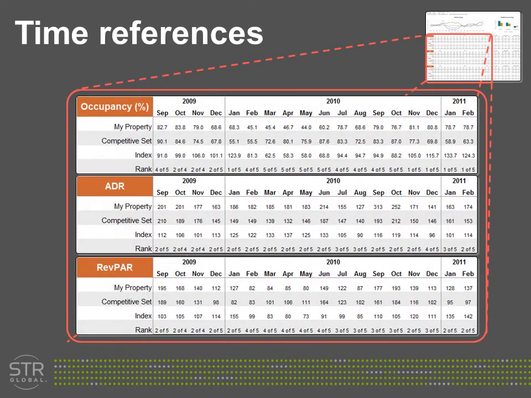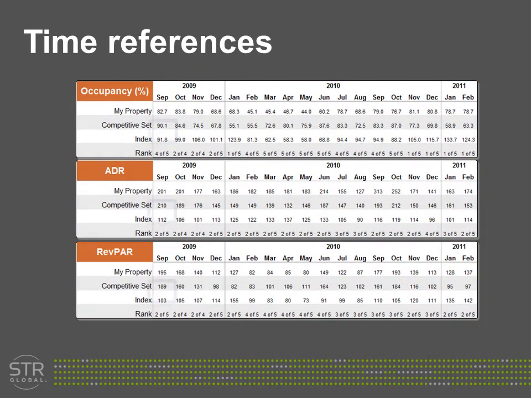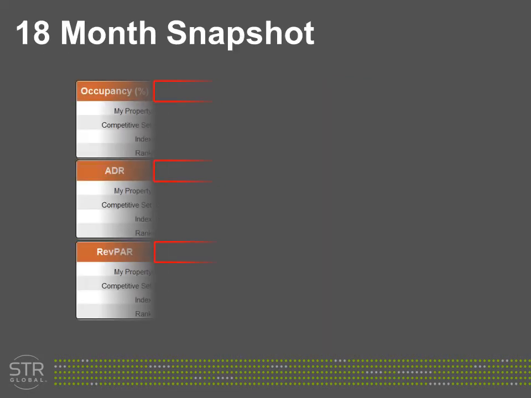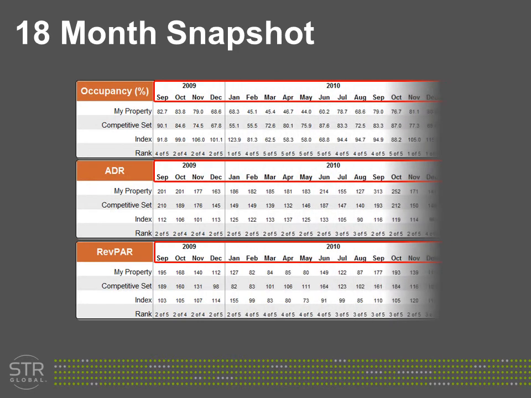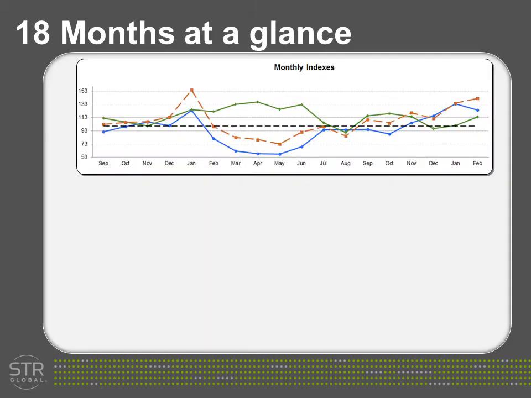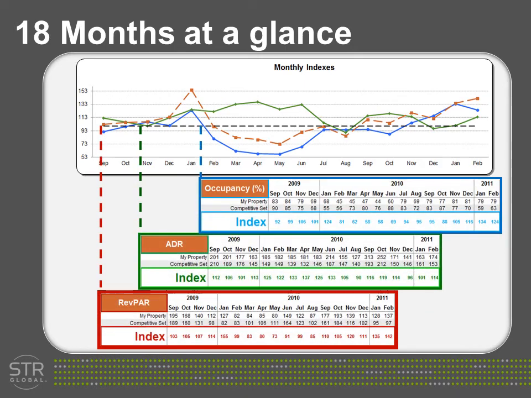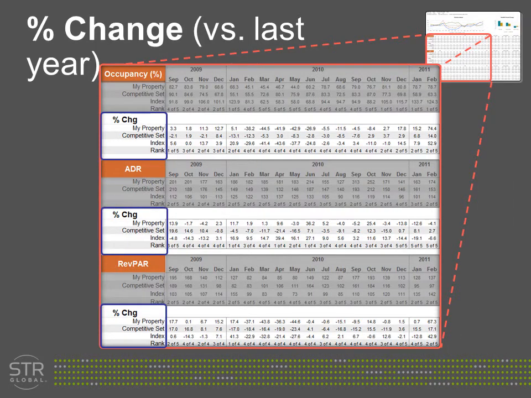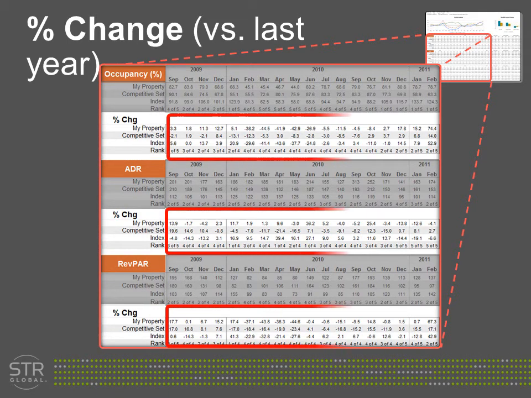Now let's go back to the same section of the monthly report. We just reviewed my property performance for the month of September. But the STAR report extends this comparison over the last 18 months. Then each index for occupancy, ADR, and RevPAR is in turn summarized in a line chart. The dotted black line helps me to identify months when I overperformed my competitive set. On the same section of the report, a percent change table allows a quick review of my hotel performance versus the previous year, and this over the last 18 months.